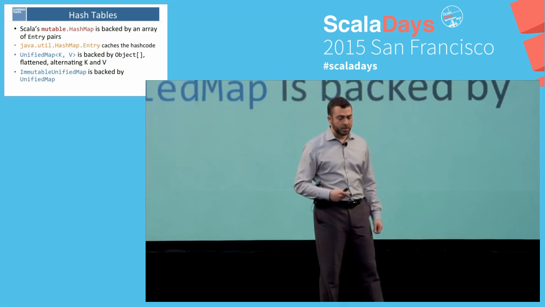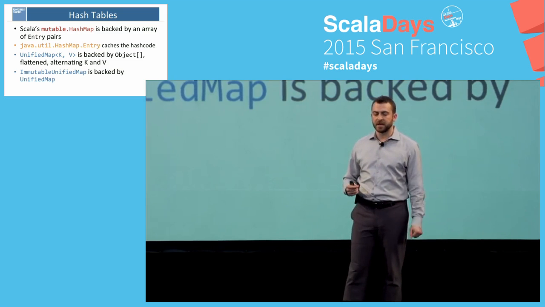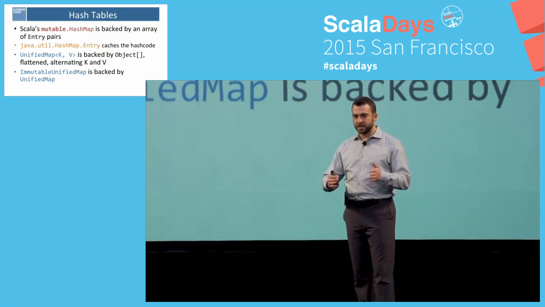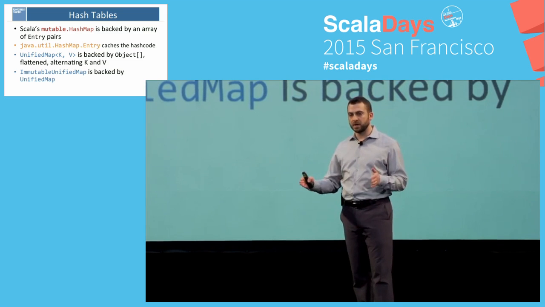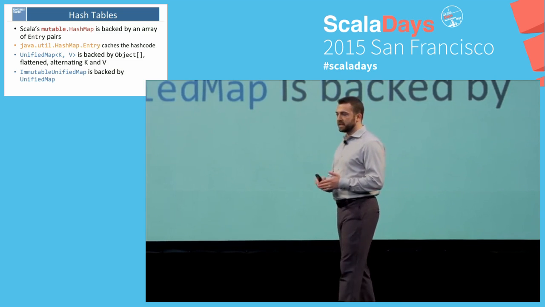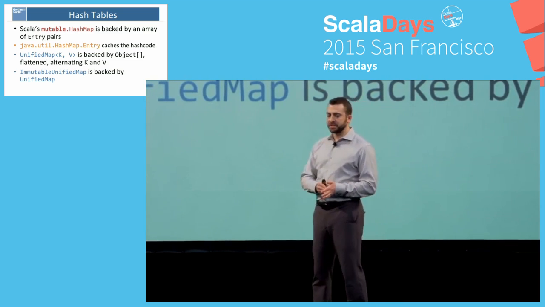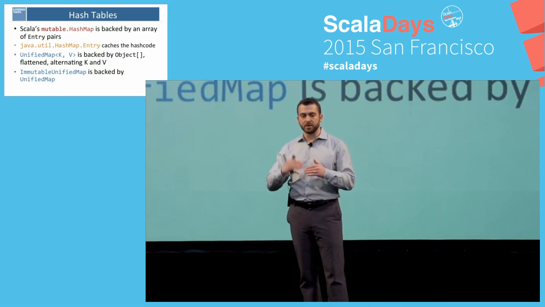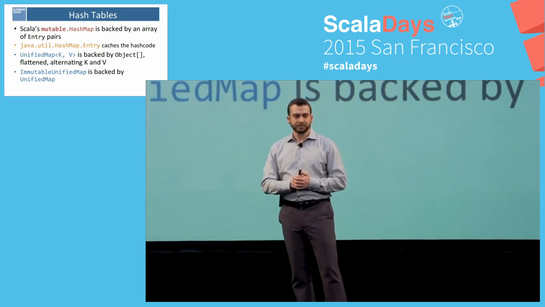So UnifiedMap is our mutable map, and we chose not to cache the hash code. In fact, we don't use entry objects at all. It's just backed by an object array that's double the length, with keys and values alternating in it. We deal with collisions by replacing the key with a sentinel that indicates there will be collisions, and then the value becomes an array, in which we also alternate keys and values.